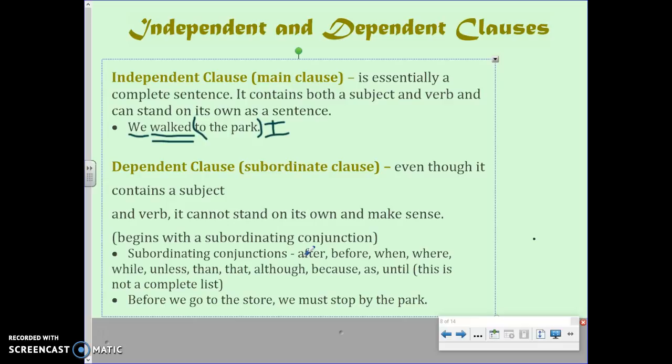But the idea is that when you use the word after or use the word before, it makes that phrase, that clause that comes after it, be less important than the main idea of the sentence. Okay, let me show you what I mean. Looking at the sample: Before we go to the store, we must stop by the park.